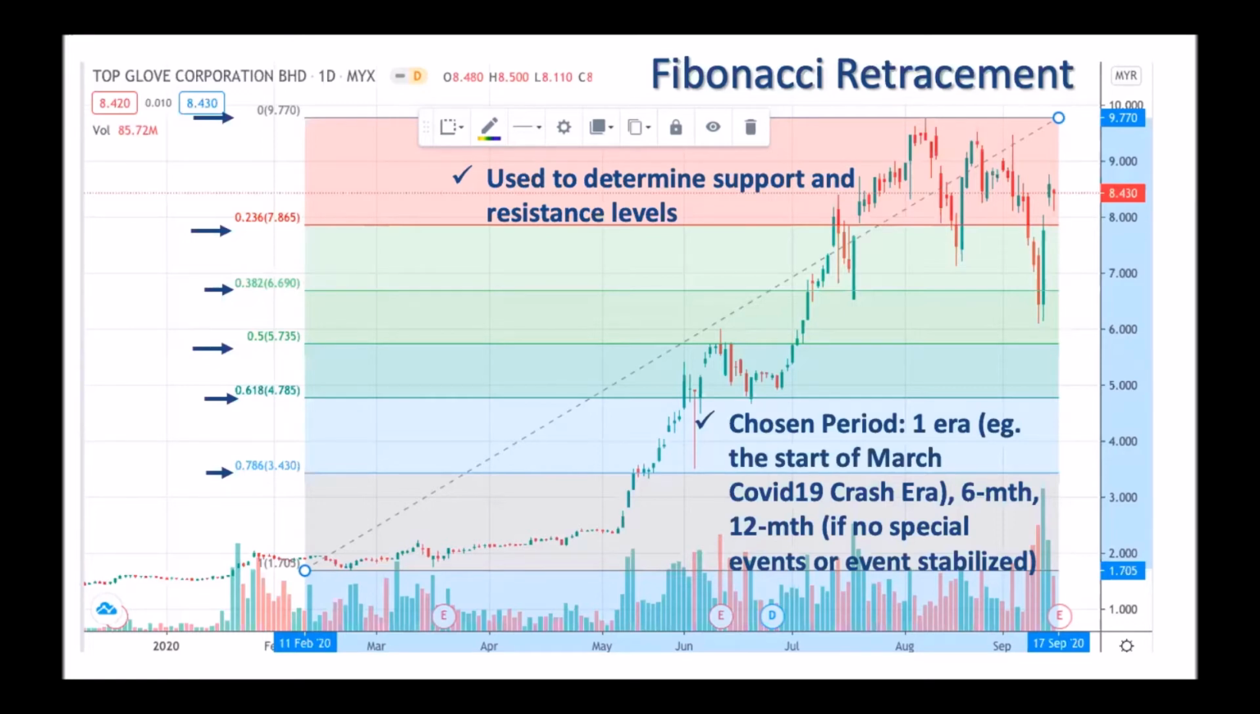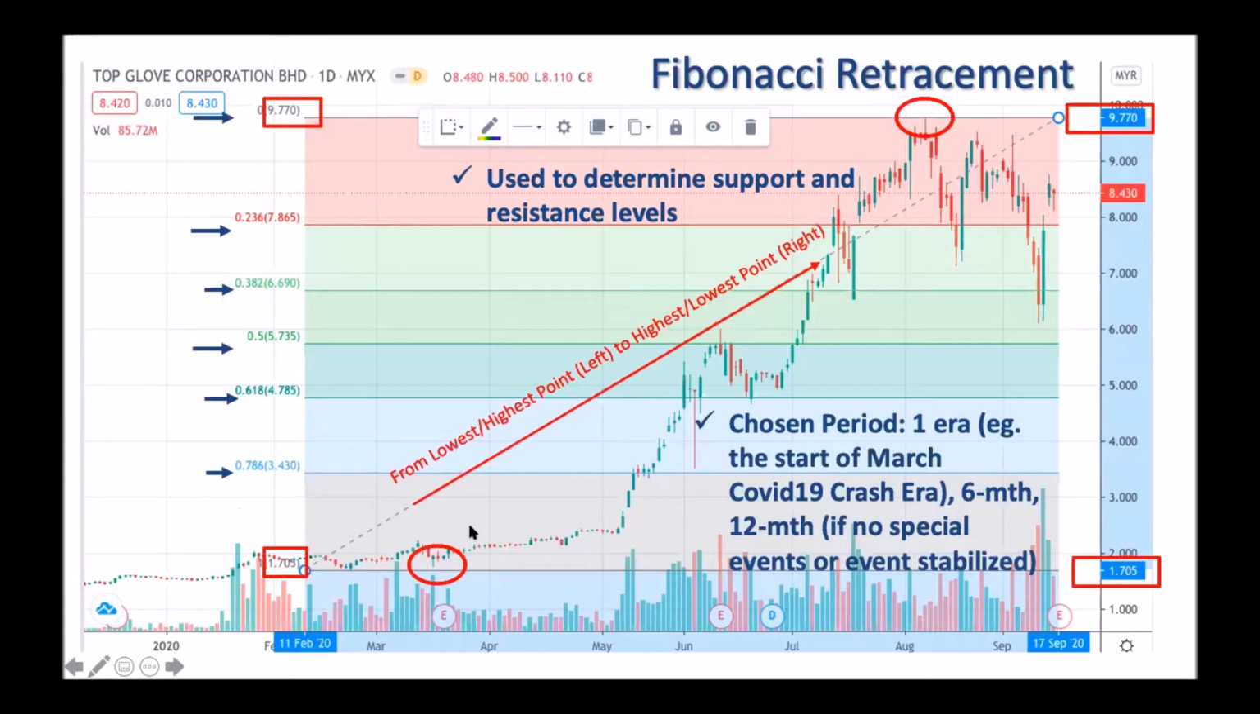How long a period is very subjective. I would see it as one era of the event. For example, now it is during the COVID-19 pandemic. So I will normally choose the time when it crashed down in March until today. We put the time until here. It should not matter whether it is the lowest or highest point, but basically it goes from left to right, from the past to the present. So we choose one era or period.